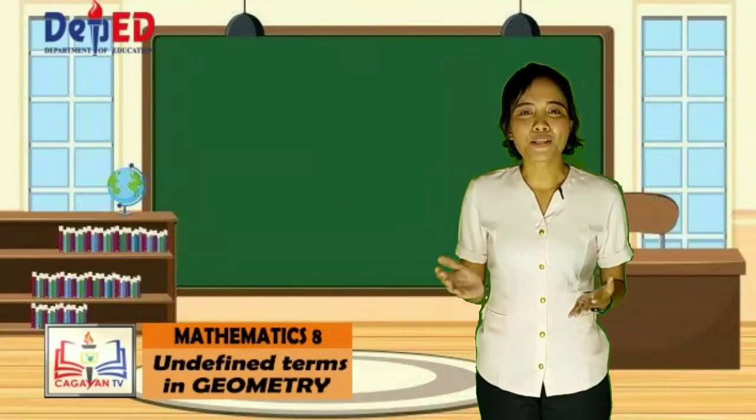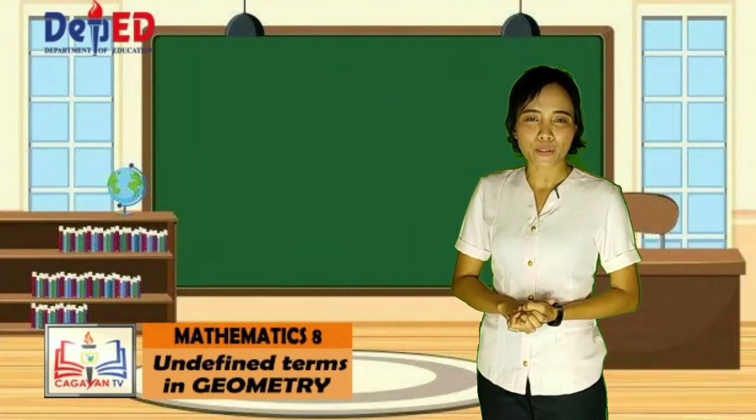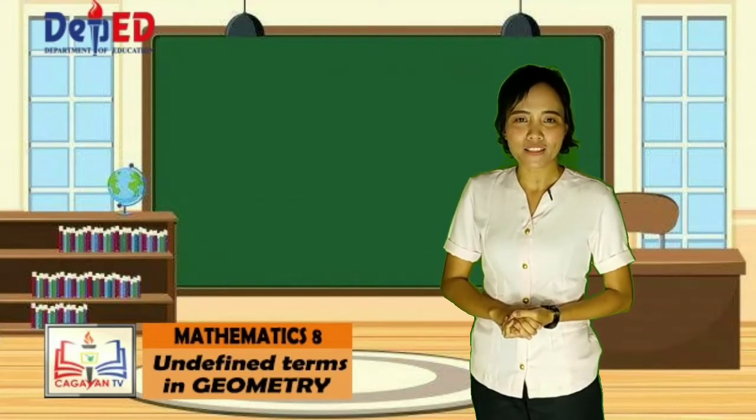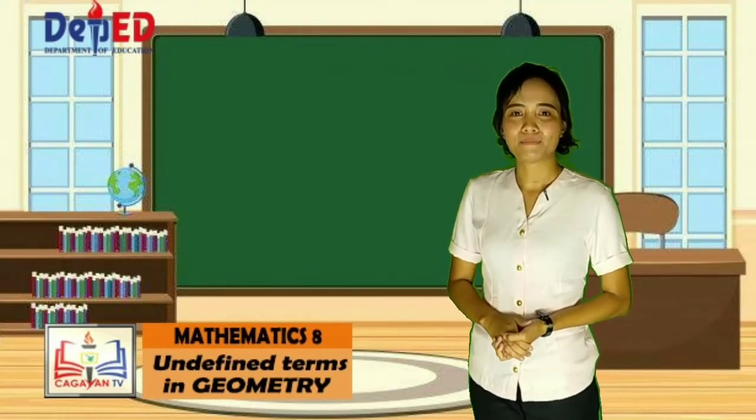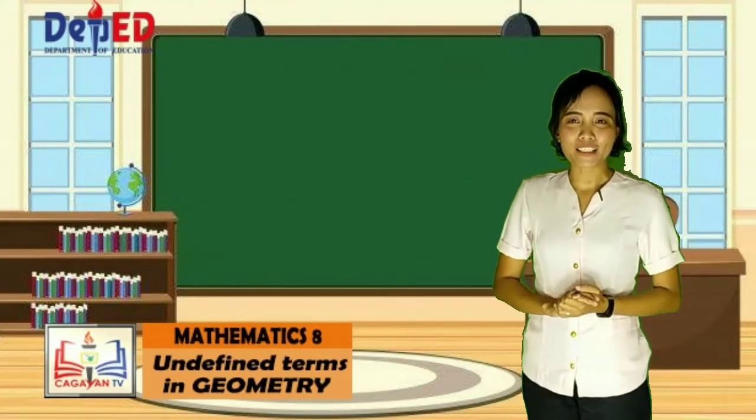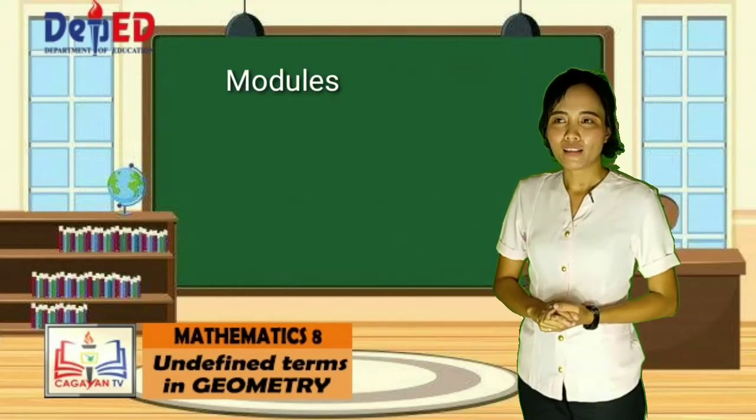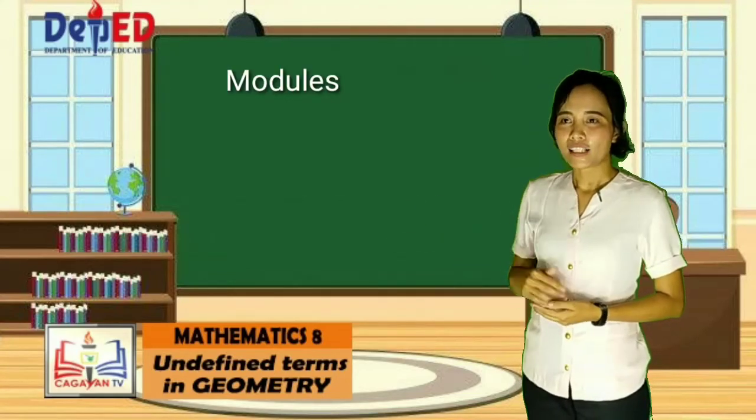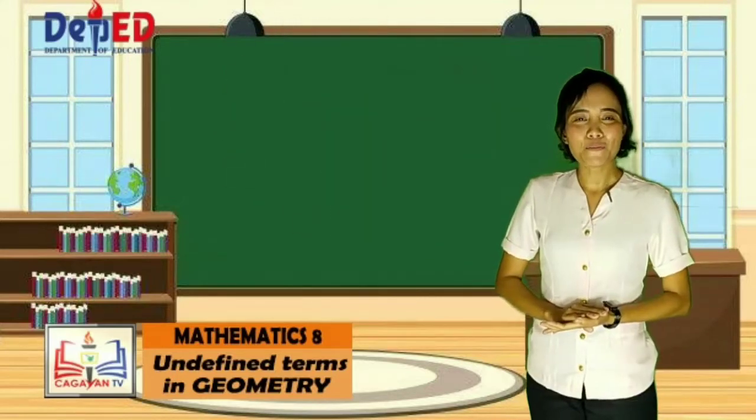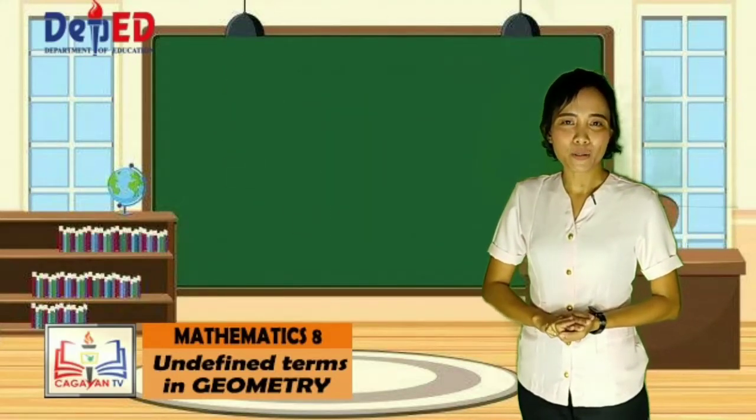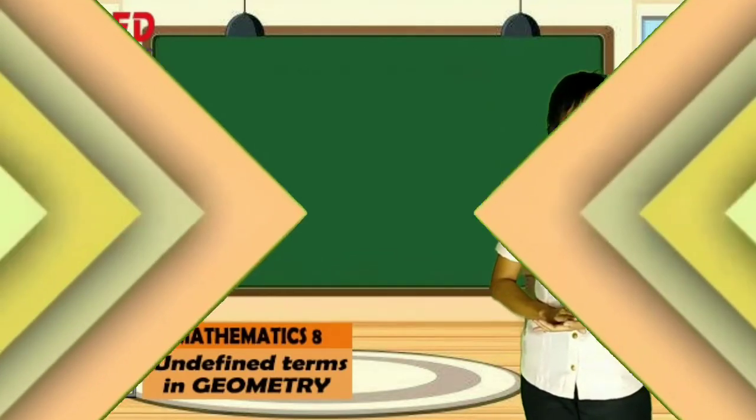At the end of our show, you are expected to illustrate the need of axiomatic structure of a mathematical system in general and in geometry, the undefined terms. For you to accomplish the activities I specially made for you today, you may bring out your modules, activity notebook, and your pen. You may also find the most comfortable place at your home for you to be able to clearly understand our lesson for today.